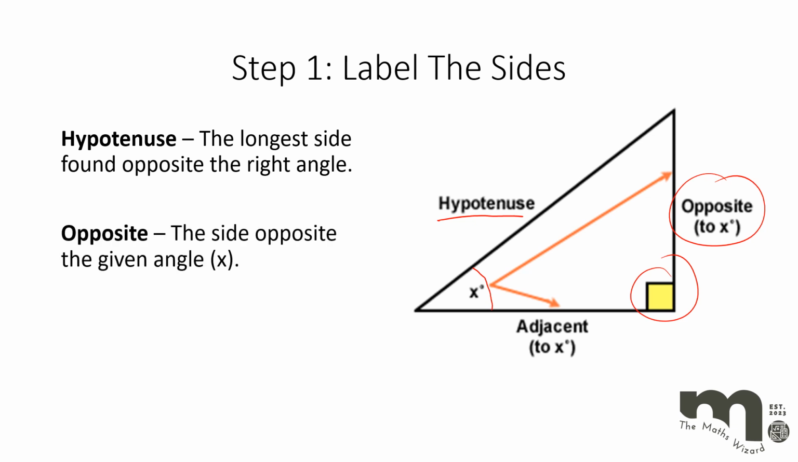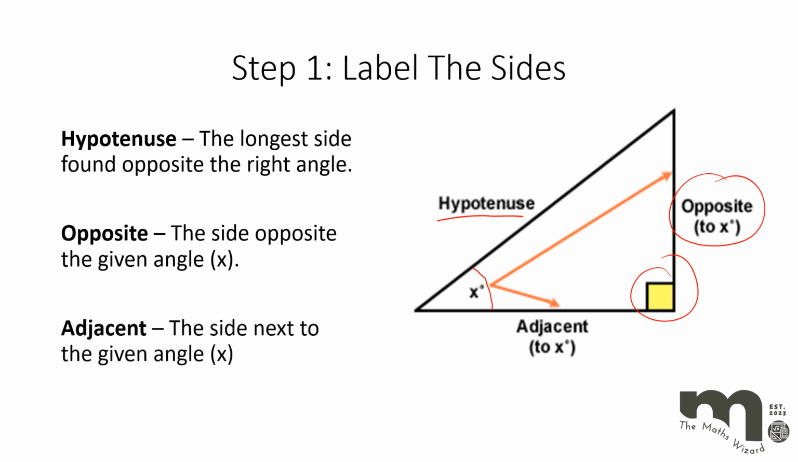Now the adjacent side, which is the base on this triangle, is the side next to the given angle, so it forms the angle. You can see here this adjacent side is forming that angle X. So that's always your first step. You can use H, O and A if you want to, but label those sides. That's the same whether you're doing a missing side or whether you're trying to work out a missing angle on the triangle.